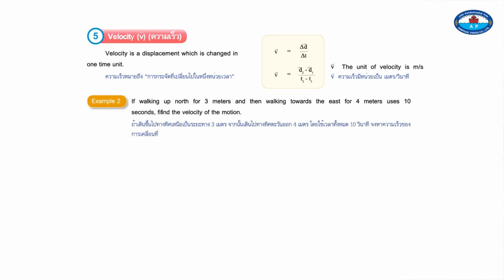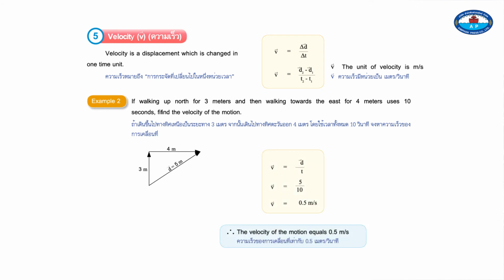Example 2. If walking up north for 3 meters and then walking towards the east for 4 meters uses 10 seconds, find the velocity of the motion. The velocity of the motion equals 0.5 meters per second.